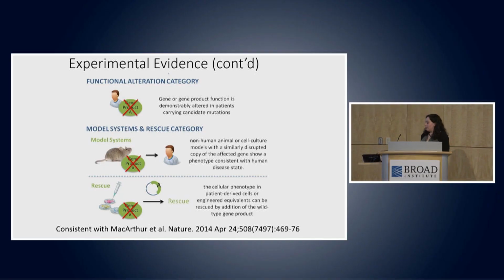For model systems and rescue, that's a little bit self-explanatory, but essentially if you knock out the gene product and the phenotype is similar in an animal model to that in humans, or even if you have a human system and you can rescue, which is the second one that you would score in model systems. So you can either rescue in an animal model and add the gene back and it will rescue the phenotype, or even enzyme replacement therapy. If you add the enzyme back in a human and it causes rescue of the phenotype, you can score that too.